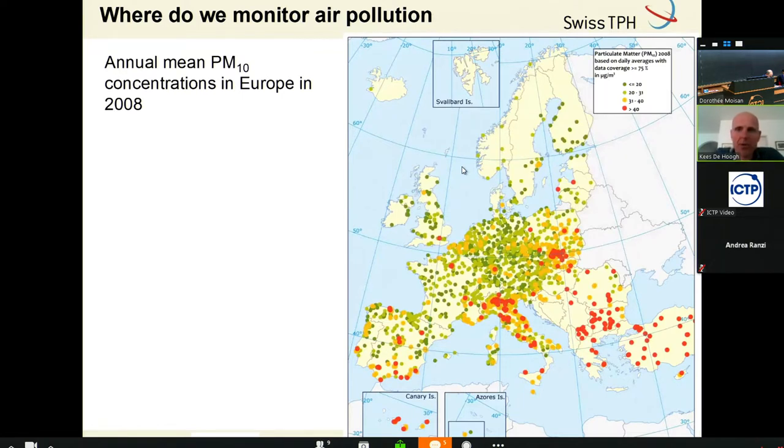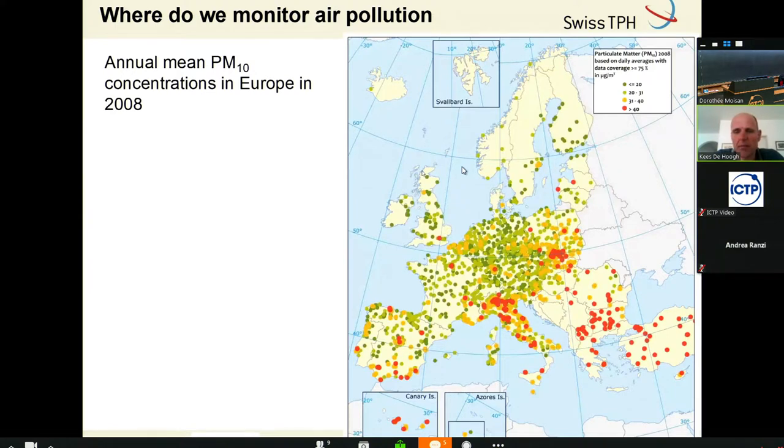So we do monitor air pollution a lot, especially in Europe. This is a map of 2008 with monitoring sites measuring particles, PM10. In 2008, we see the red dots are greater than 40 micrograms per cubic meter. And you can straight away see a pattern of PM10 concentrations across Europe, where especially Italy, Spain, and also the Balkans have very high concentrations of PM10, and they get lesser in the north of Europe. So this is what is happening in Europe.